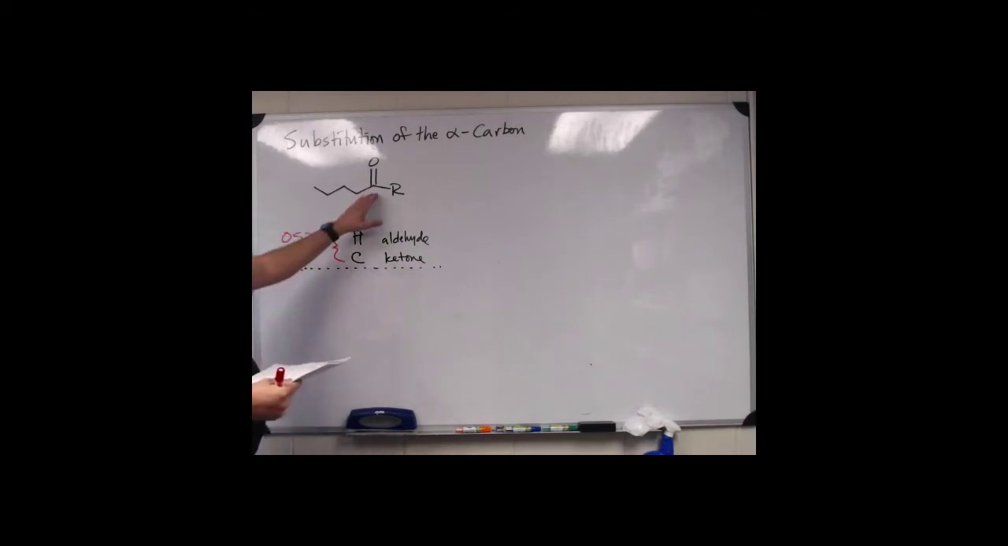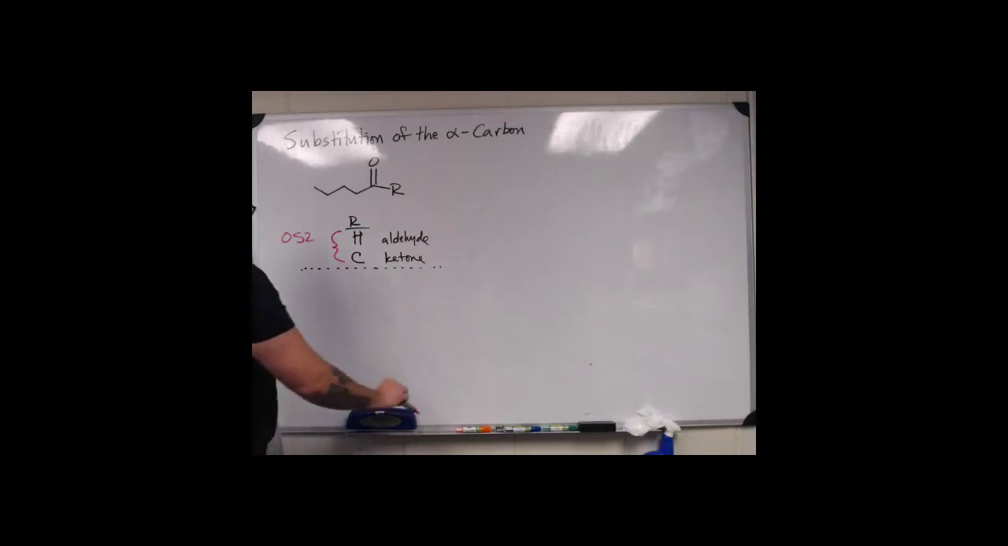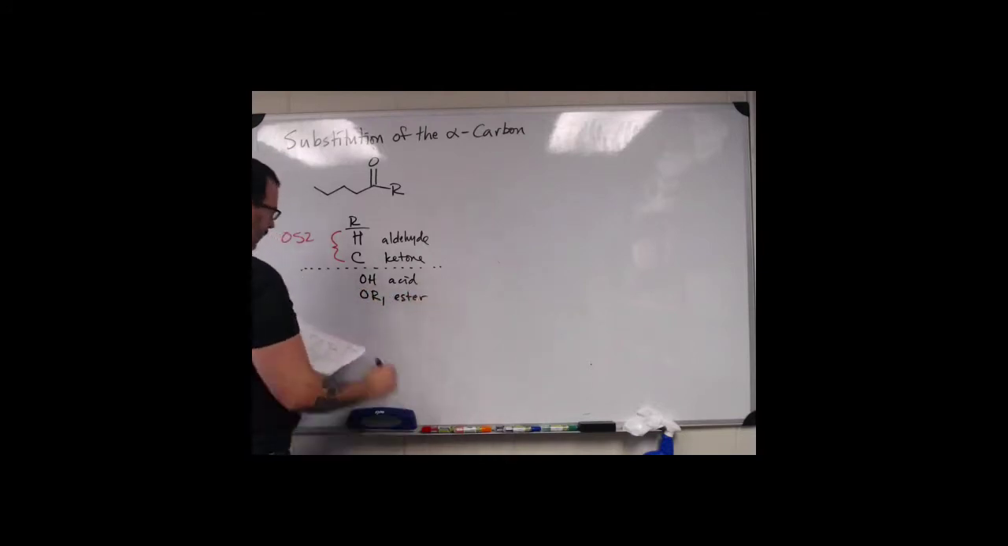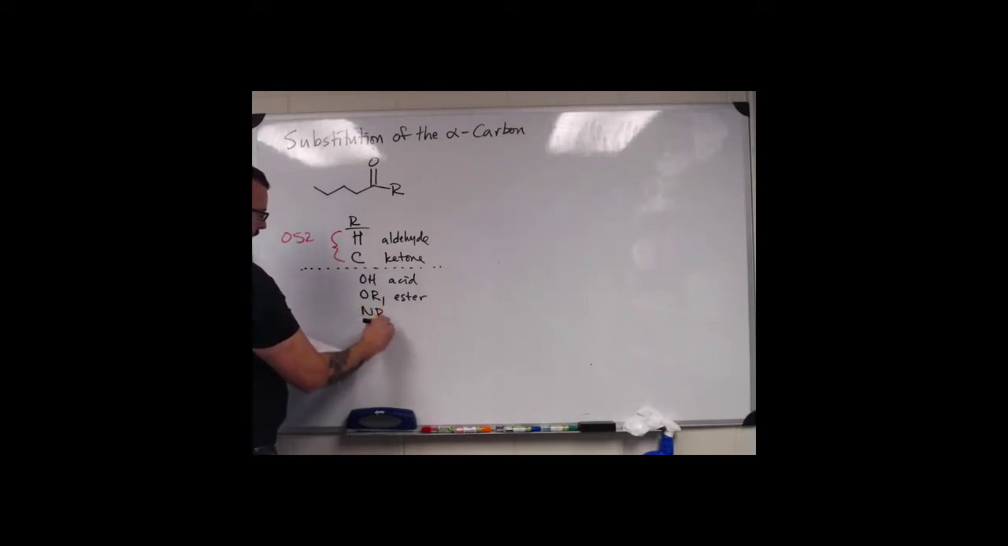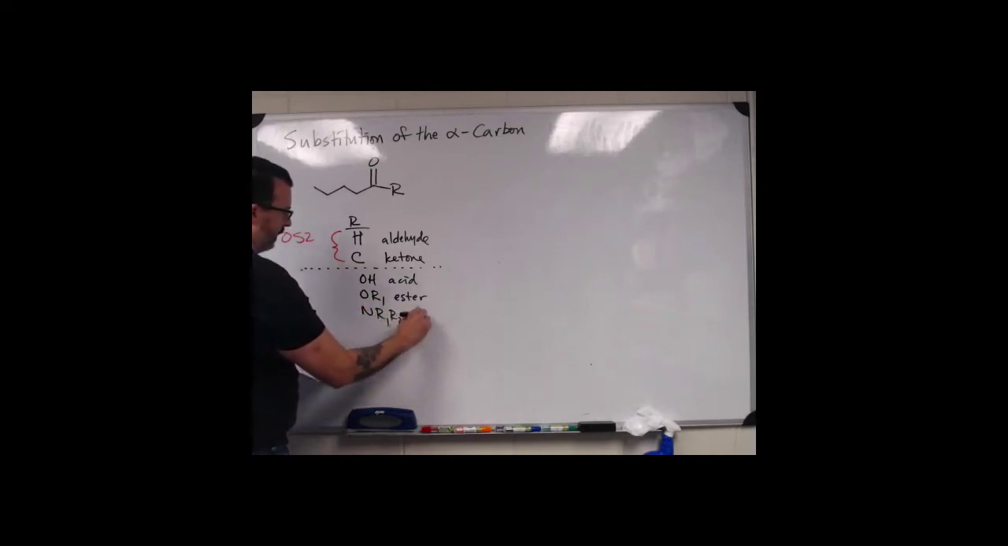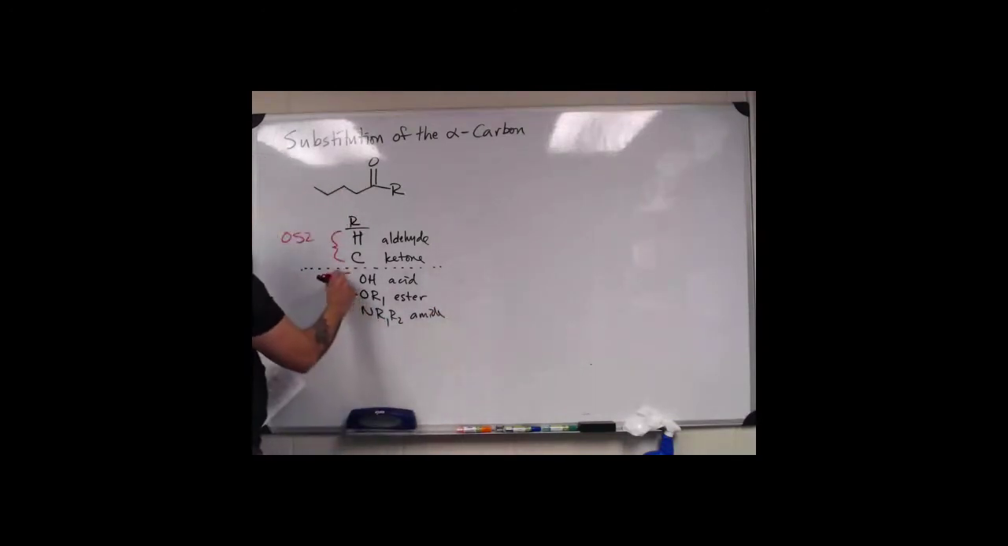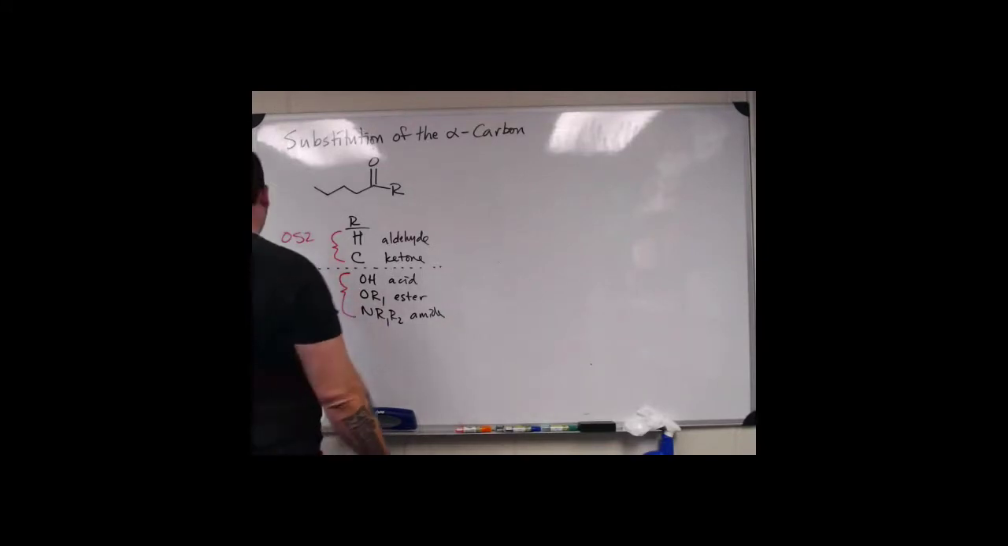I'm going to draw a dotted line here because these are just oxidation state 2 functional groups, but this chemistry will also work for oxidation state 3, where we can have R being OH, that's the acid. We have OR1, that's an ester. Or we can have nitrogen, R1, R2, that would be an amide. And again, these would be oxidation state 3 compounds.